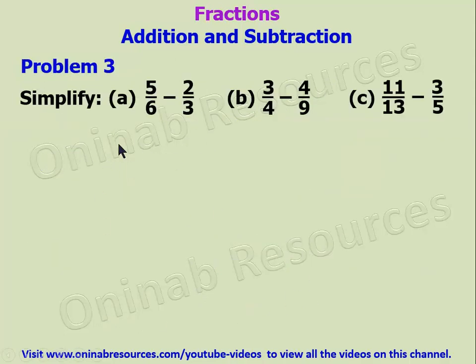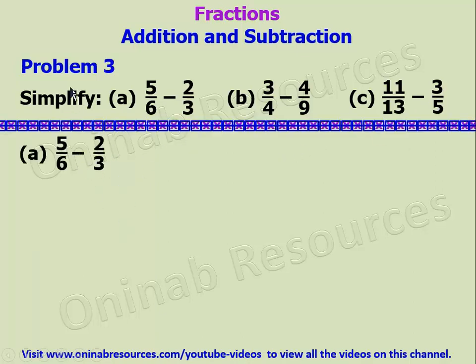For problem 3, we have to simplify A, 5 over 6 minus 2 over 3, B, 3 over 4 minus 4 over 9, and C, 11 over 13 minus 3 over 5. So we start from A. From 3A, we have 5 over 6 minus 2 over 3. In the same way, we are going to find the LCM of 6 and 3. And the LCM of 6 and 3 is 6. So we have the 6 as the common denominator here.